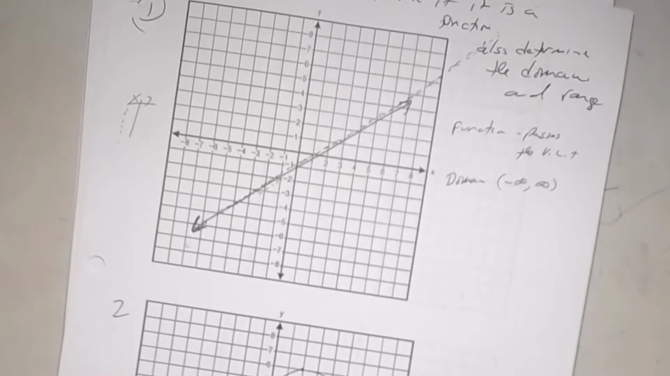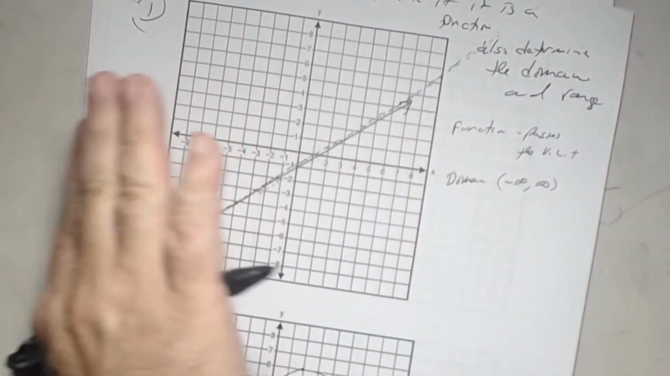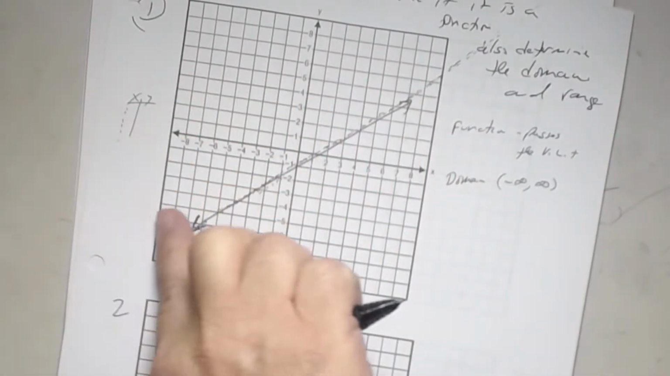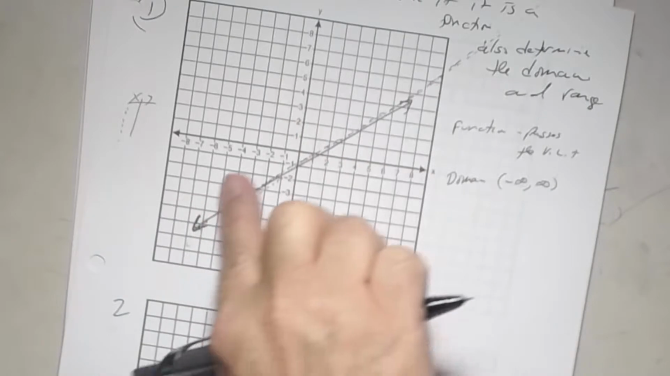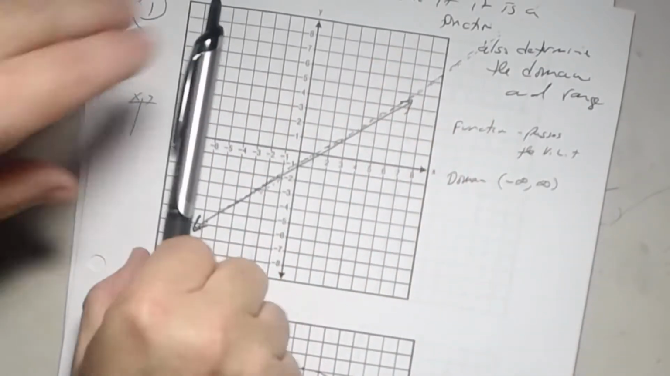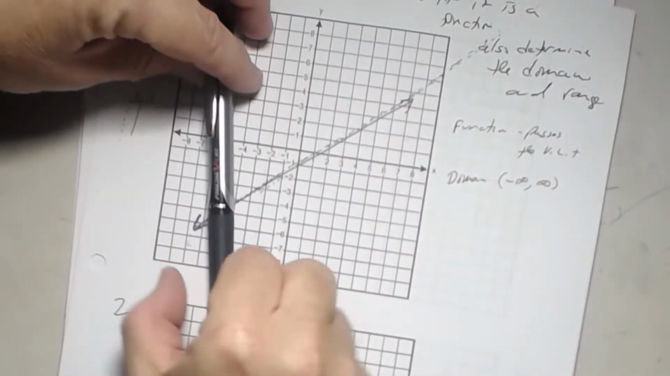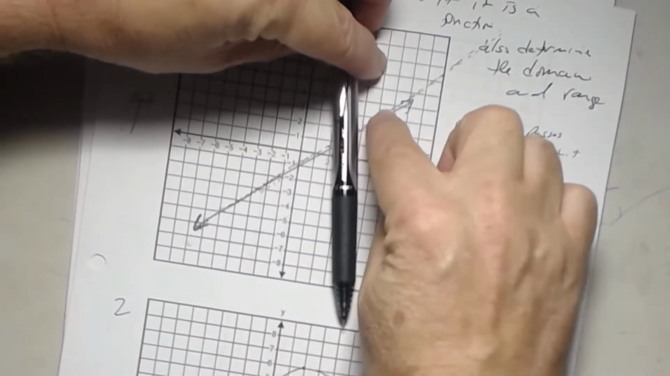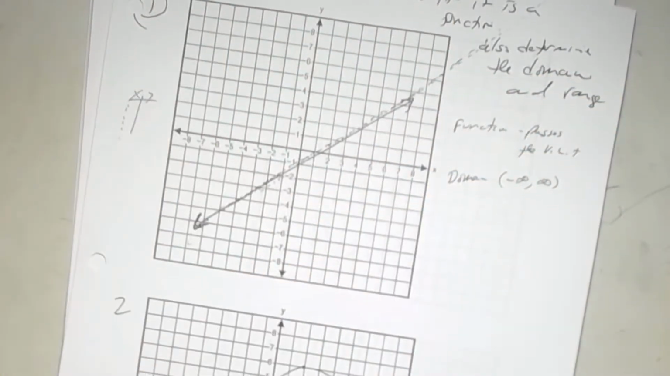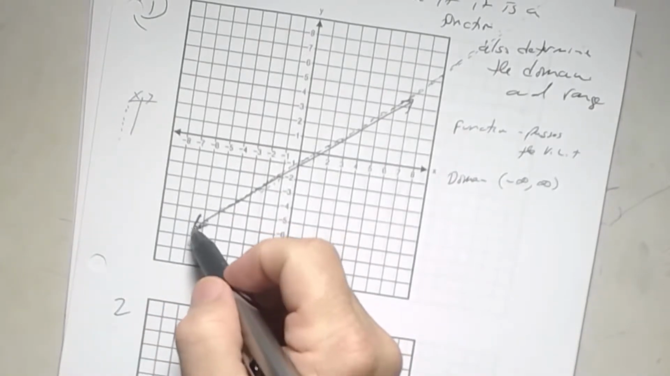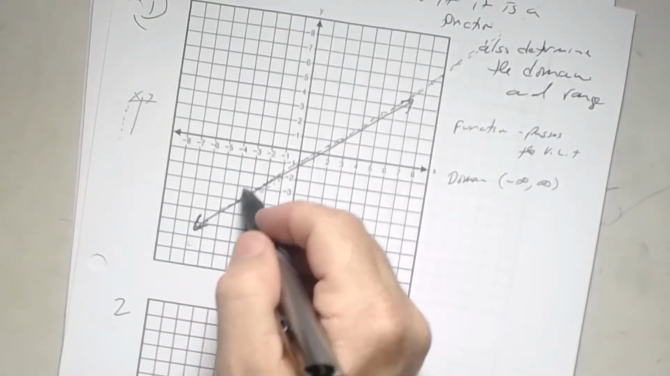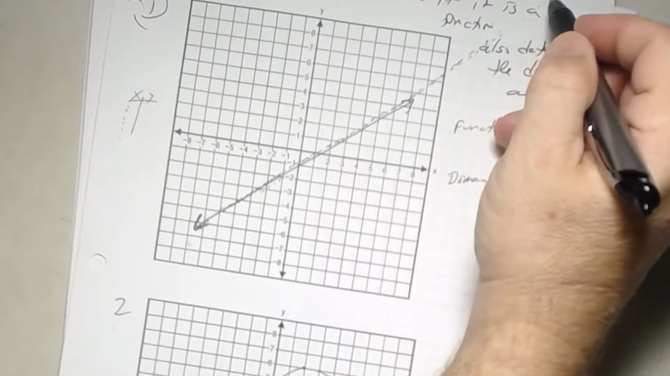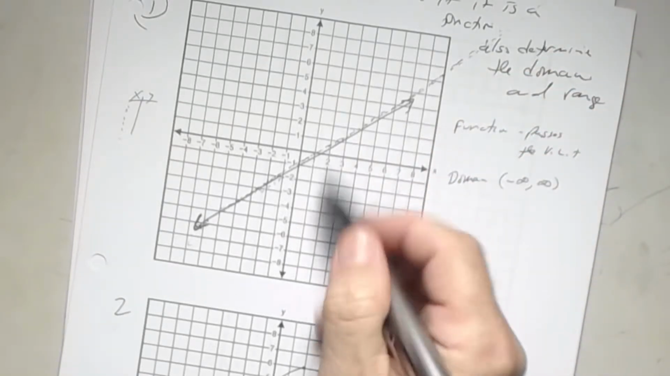The same idea for range. When I go along the graph, remember you read a graph from left to right. See how I'm going from left to right? And as I'm going from left to right, you see I'm getting these points right here, right? Okay. What happens to my Y value? It gets larger and larger all the way to what? Infinity. Now make sure you understand that infinity idea.